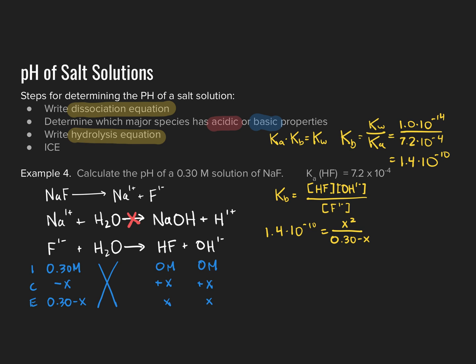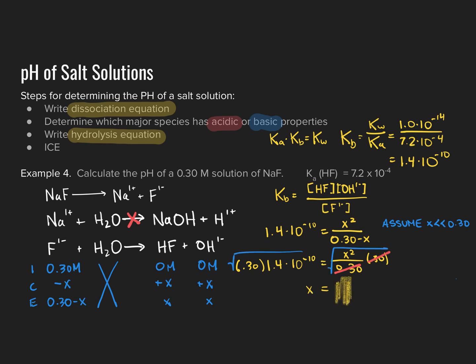I'm going to go ahead and make the assumption that X here is very small compared to the initial concentration of 0.30, which simplifies my expression now to the Kb value of 1.388 times 10 to the negative 10th is now equal to X squared divided by 0.30. Solving for X from here, I'm going to multiply both sides by 0.3 and take the square root of both sides. This yields, therefore, an X value of 6.45 times 10 to the negative 6th molar for this system.